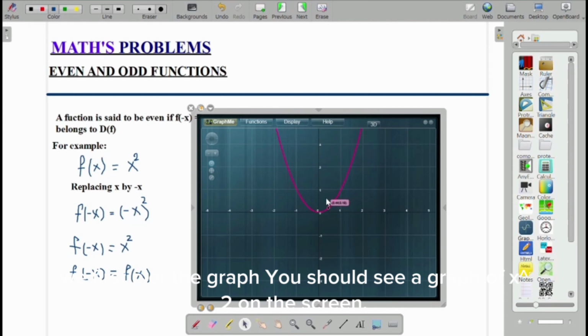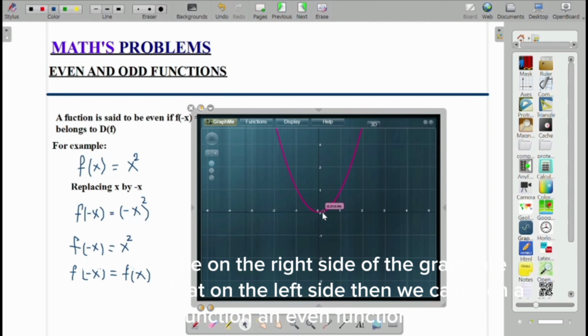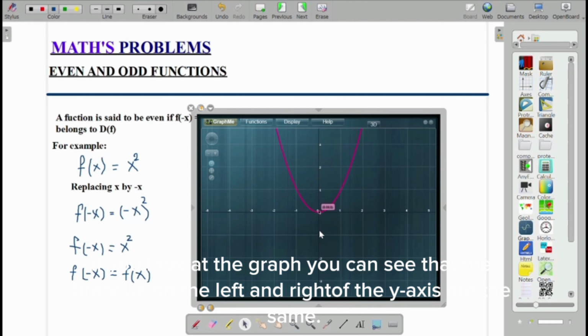You should see a graph of x squared on the screen. The graph is symmetric about the y-axis. If the branch on the right side of the graph is identical to that on the left side, then we call such a function an even function. For example, if you look at the graph, you can see that the branches on the left and right of the y-axis are the same.